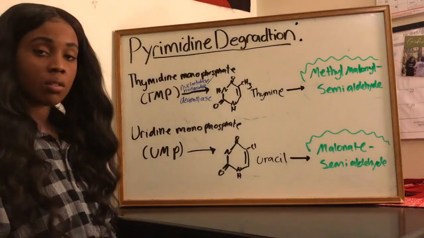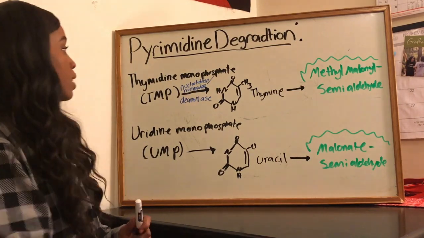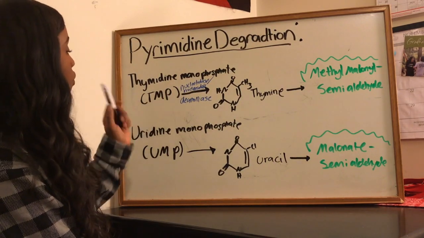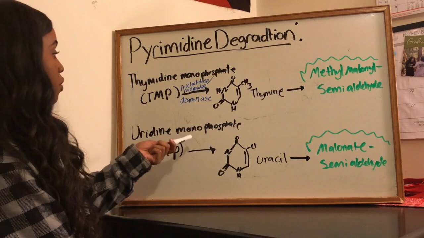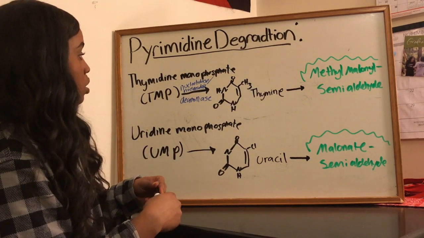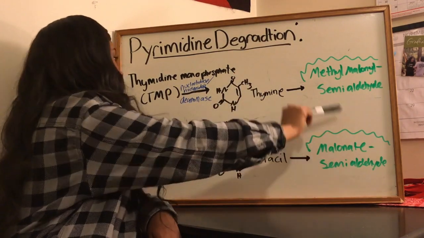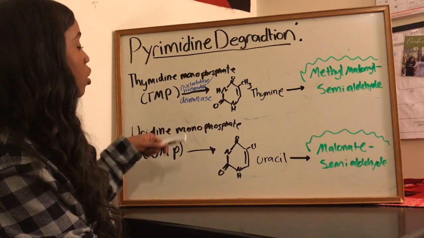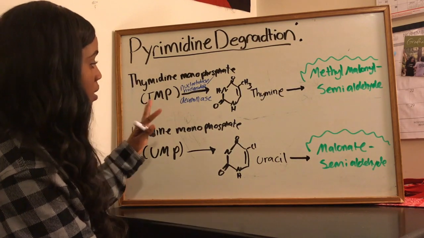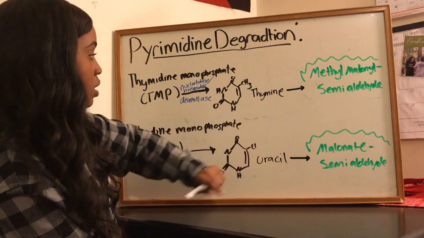So now we are going to go over the degradation of pyrimidines. The two nucleotides that we will observe will be thymidine monophosphate and uridine monophosphate, also known as TMP and UMP. Before these nucleotides are further degraded, they use the similar enzymes as purine degradation to free the bases, as we see here, thymine and uracil.